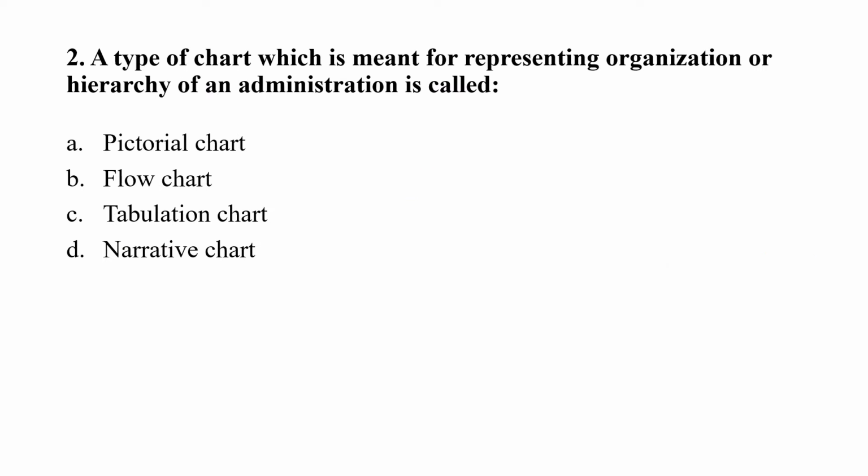Question number 2. A type of chart which is meant for representing organization or hierarchy of an administration is called: option A, pictorial chart; option B, flow chart; option C, tabulation chart; option D, narrative chart. Correct option here is option B, which is flow chart. Flow chart is used to represent the organization or the hierarchy of the administration. It goes from top to the bottom of the organization.